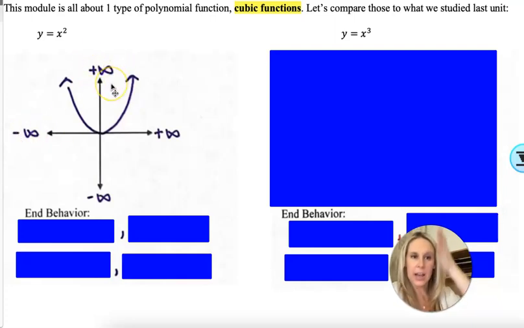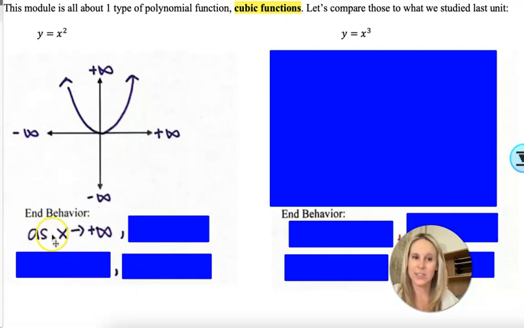Same thing with your y-axis. Positive infinity is at the top, negative infinity is at the bottom. So let's talk about end behavior again. We know it starts with as x goes to. We typically do negative first. I'm going to try positive. Switch it up today.